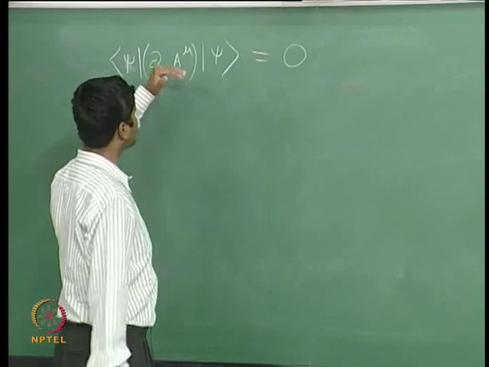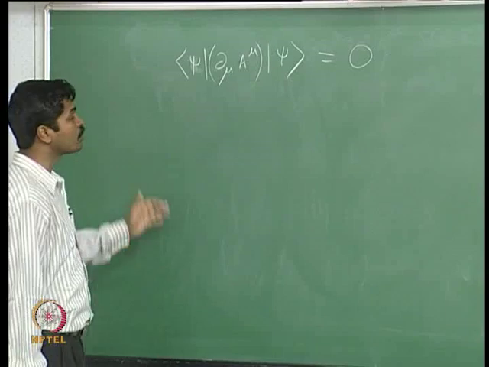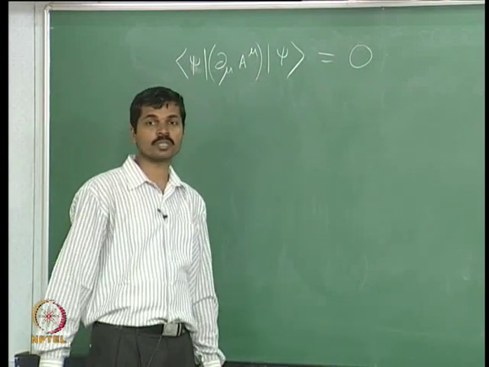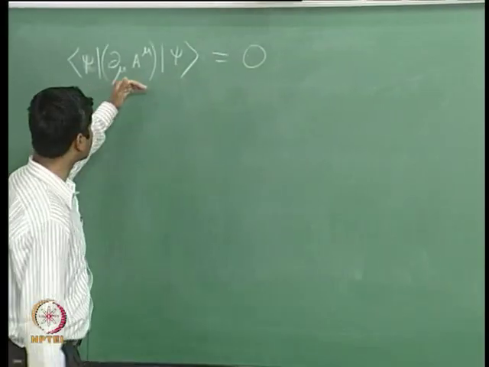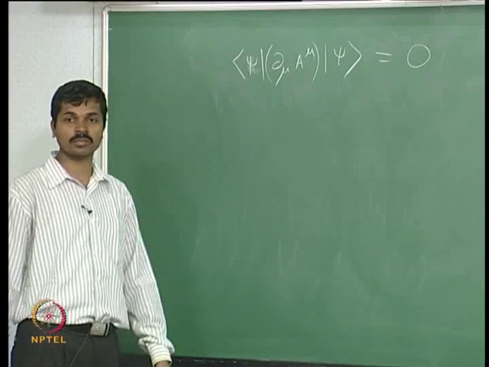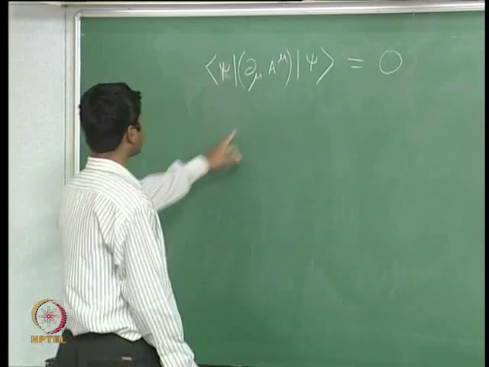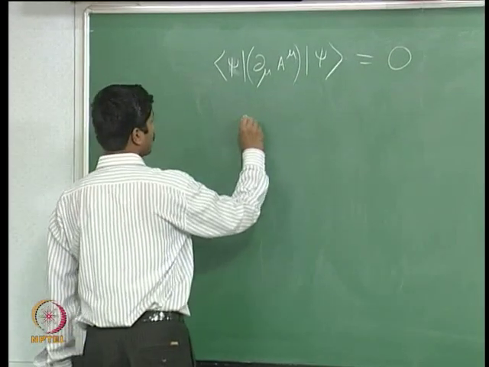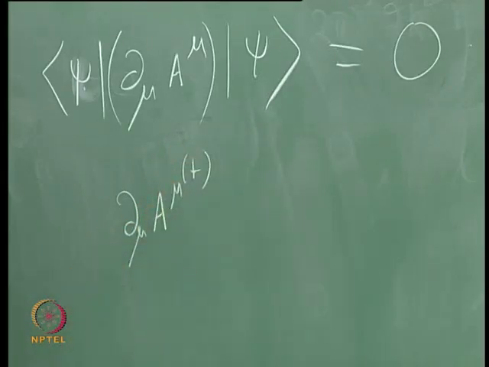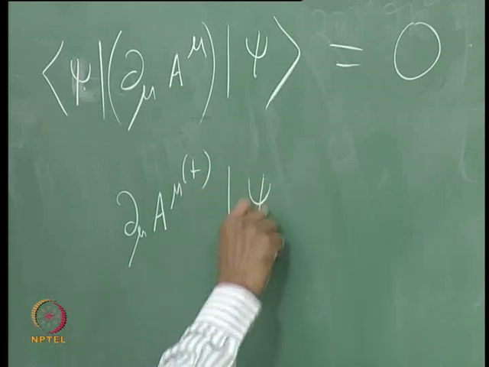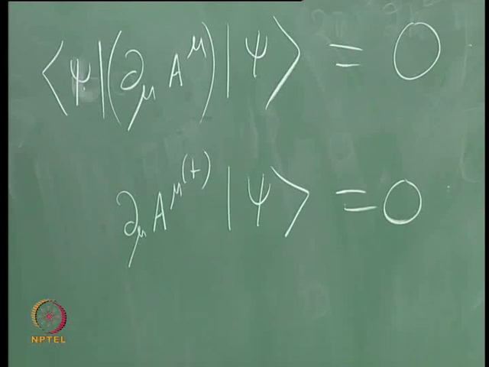We will see that this physical state condition not only will give us Maxwell's theory, it will also remove all the unwanted negative norm states that appear in the spectrum here. So the physical Hilbert space will not contain any of these negative norm states. That is what we will see in a moment. So this condition here is equivalent to imposing that ∂_μ A^μ⁺ acting on the state ψ equal to 0. You can see that this especially implies this one.